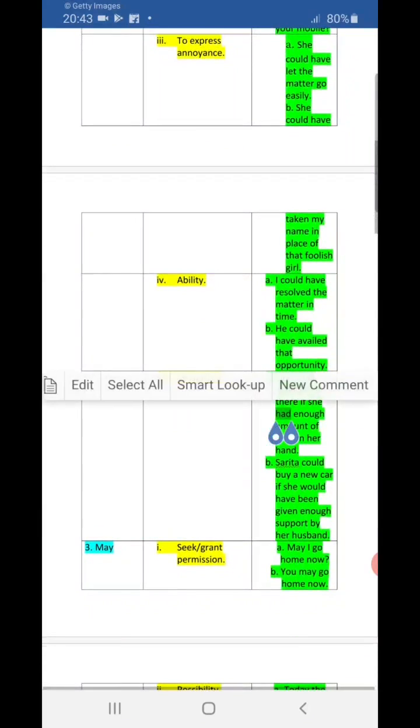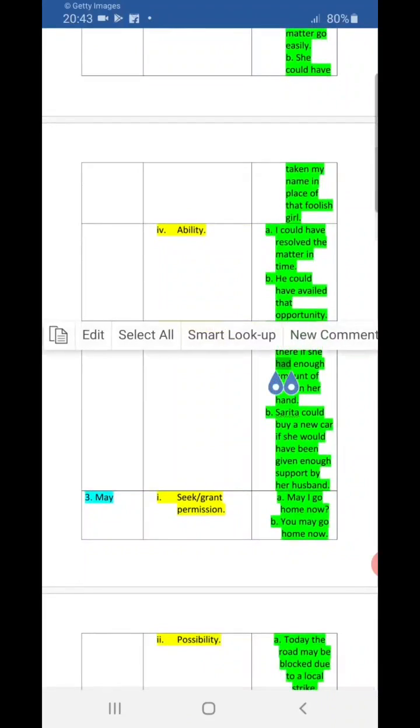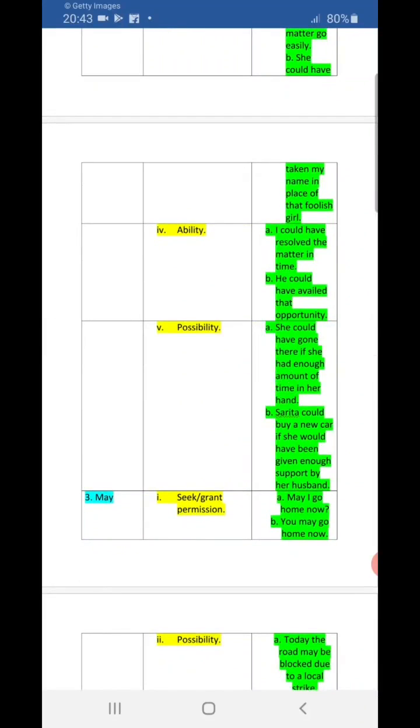Number 5, possibility. She could have gone there if she had enough amount of time in her hand. So it was possible, or it was a possibility, that she could have gone there if she had enough amount of time in her hand.